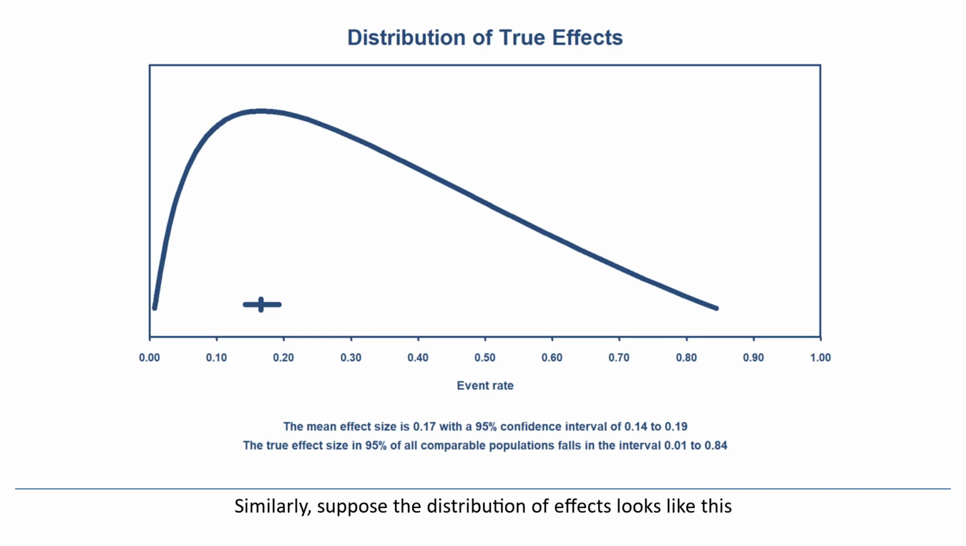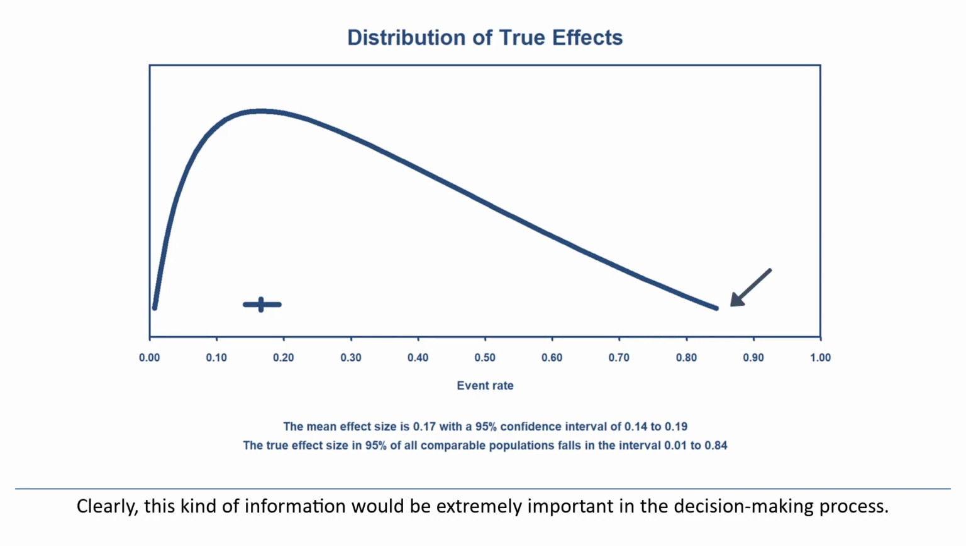Similarly, suppose the distribution of effects looks like this. It might be possible to identify populations where the risk of death is 1% and others where the risk exceeds 80%. Clearly, this kind of information would be extremely important in the decision-making process.